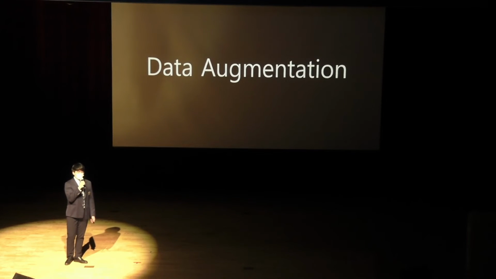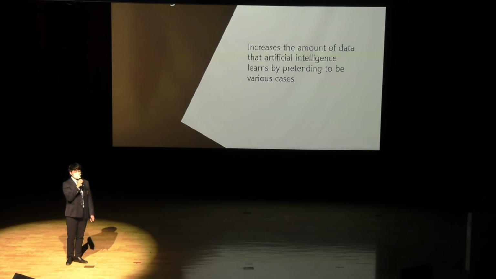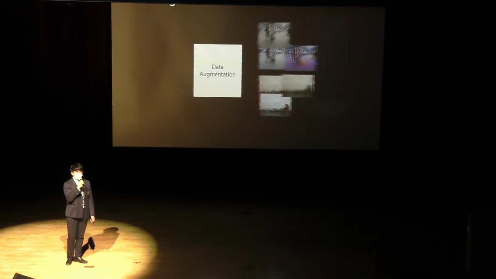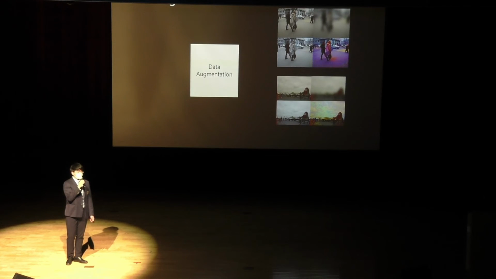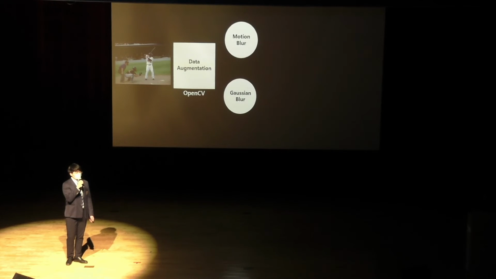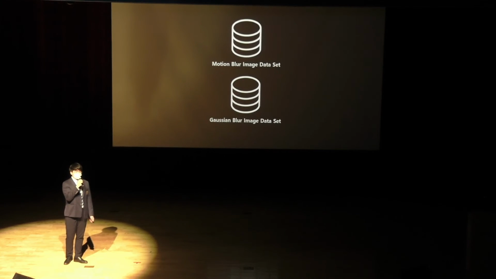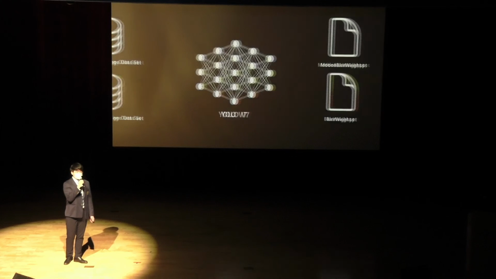Motion blur image and Gaussian blur image occur in very extreme conditions. So I used data augmentation technology. Data augmentation is the technology that generates new data based on previous data set. Data augmentation has various techniques. Mirroring, random cropping, rotation, and local warping are examples of data augmentation. I take the MS COCO data set and generate new data. These generated data are stored in motion blur image dataset and Gaussian blur image dataset. Yolo V7 trained these two datasets and generate motion blur weight and blur weight.